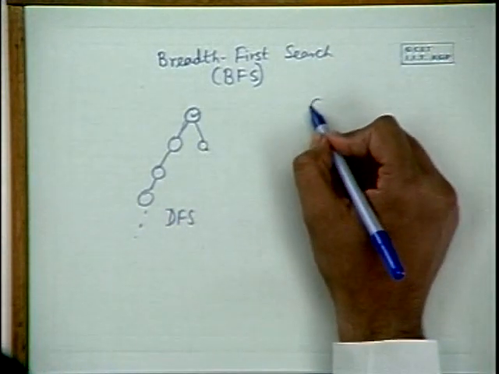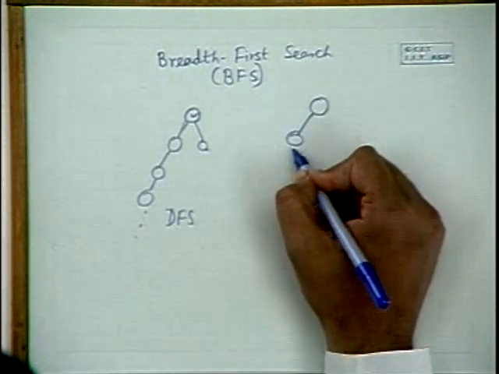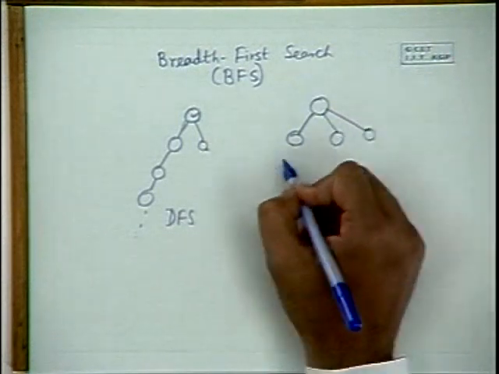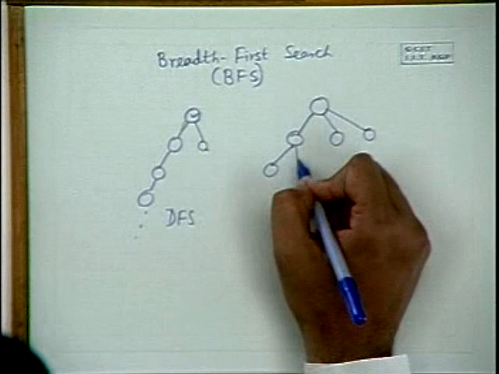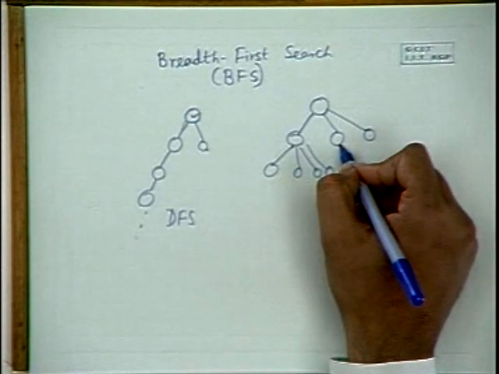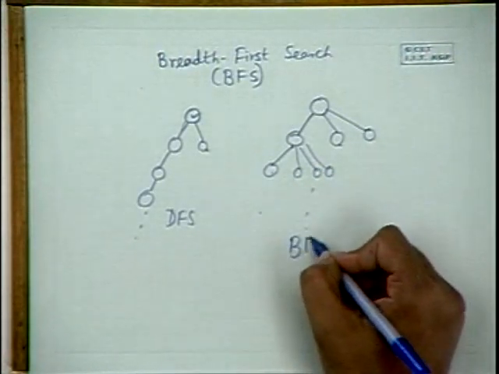For BFS, it's just the other way around. You first visit this, then before going to its neighbor, you visit all its neighbors first. Then you come back to this node, visit all its neighbors, then you come to this node's neighbors before you go to the next level. So this is the strategy for BFS.